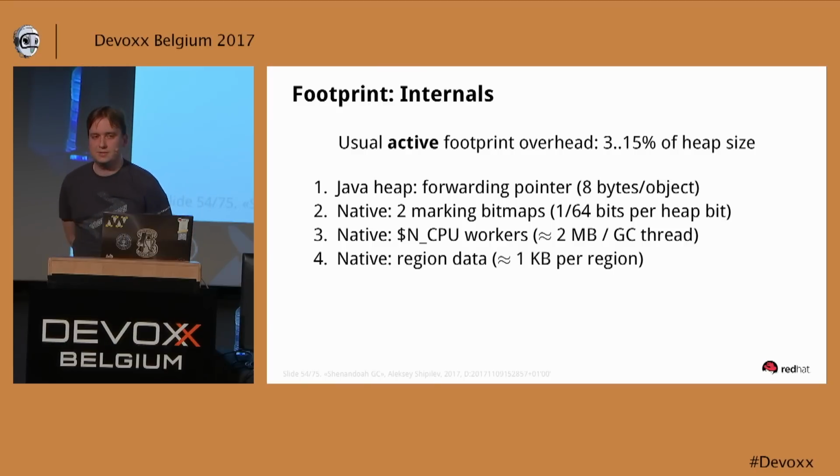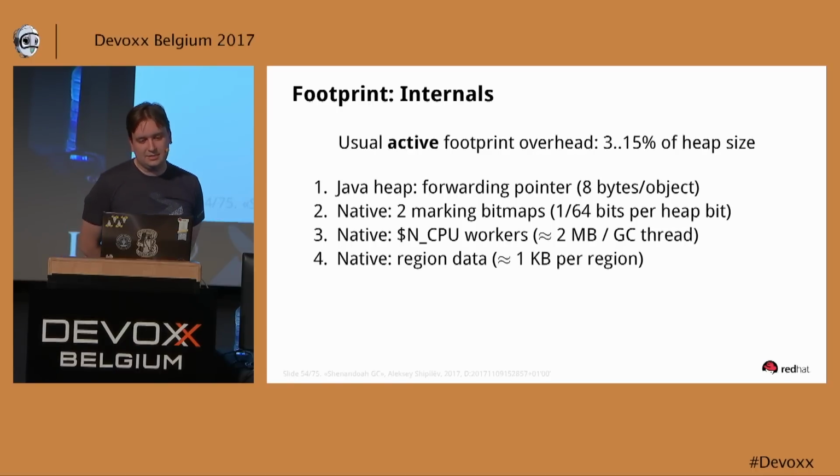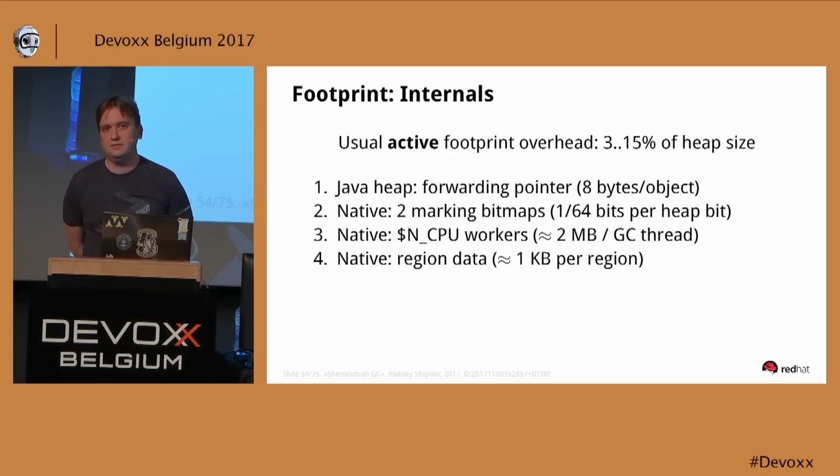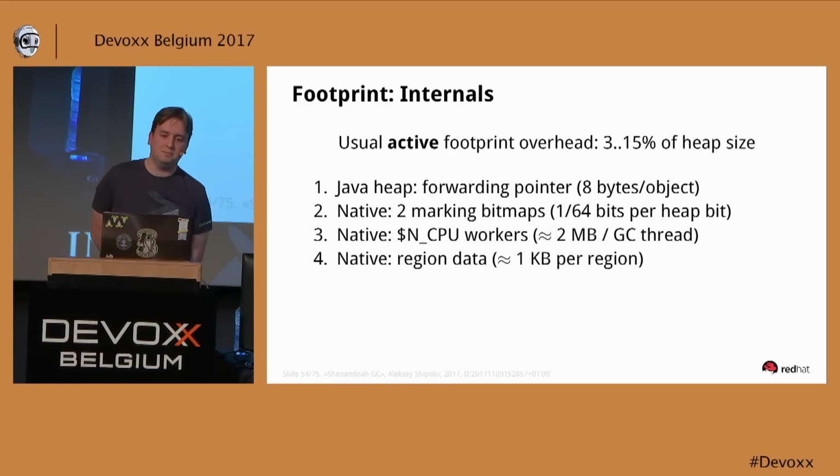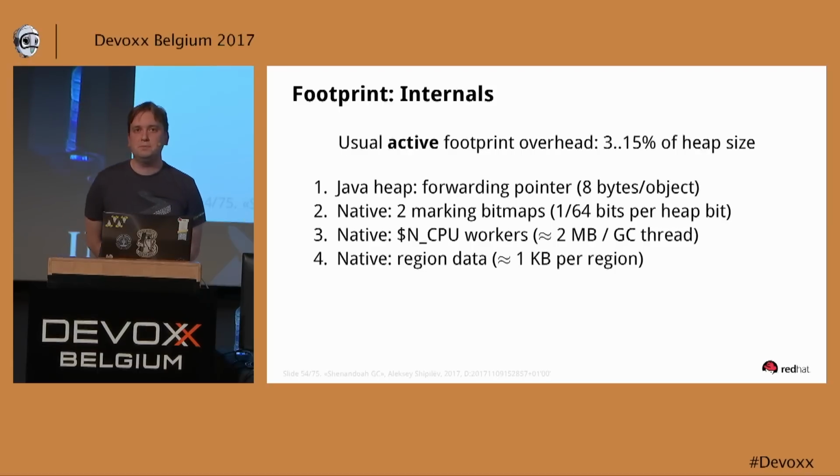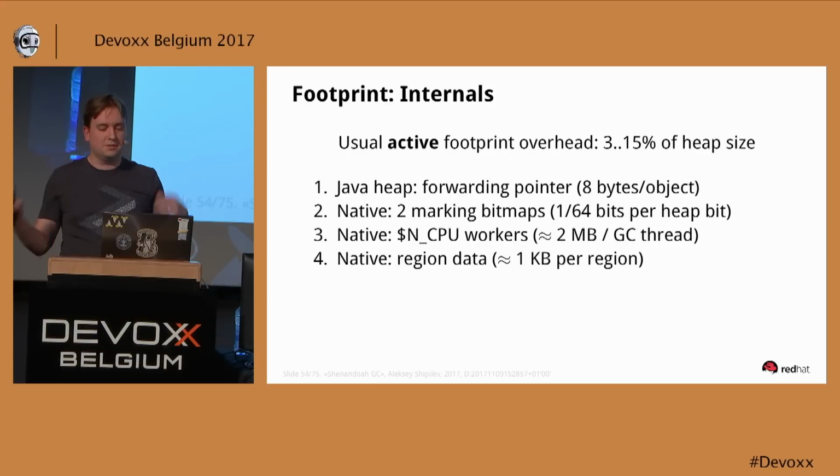The saving grace for you is that the forwarding pointer is allocated in the Java heap, which means you can plan for it more accurately. It's not some off-heap data structure whose size you cannot predict and which eats up your memory. From the native parts, you have 2 marking bitmaps. It's an open question whether you can dispense with just one. Every bitmap kind of coarsely describes the heap, describes what objects are marked in the heap, and it takes around 1/64 of the heap.